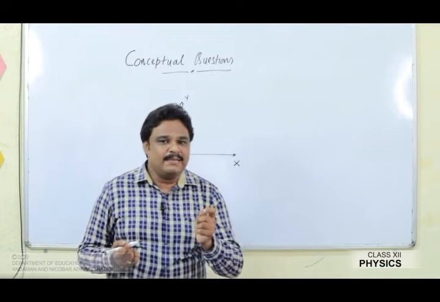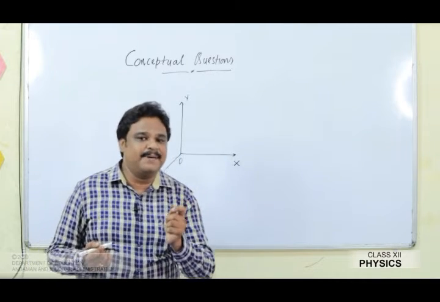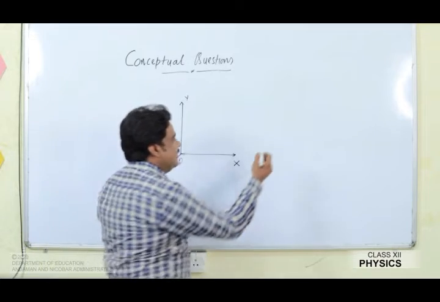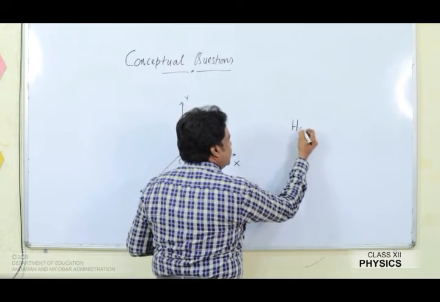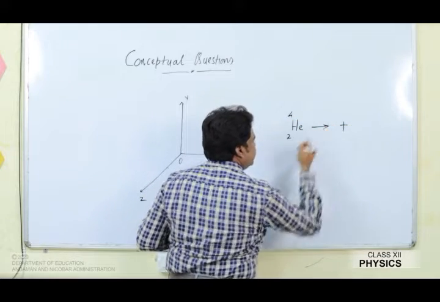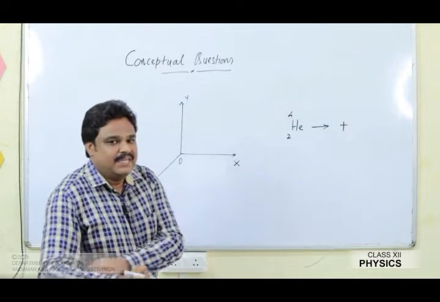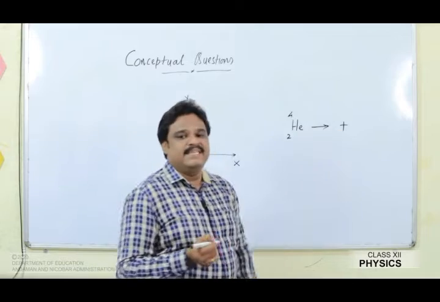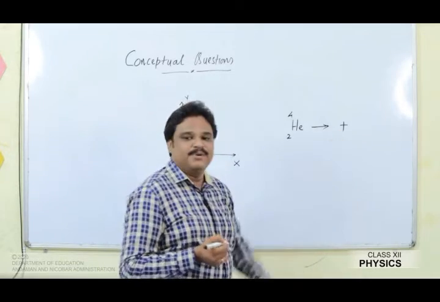Once again, what type of particle are they saying? It is alpha particle. Obviously alpha particles are helium nuclei, positively charged helium nuclei. So what about the sign? It is positive. What about the nature of the alpha particle? It is a positively charged particle. This is the first thing you are going to explore.